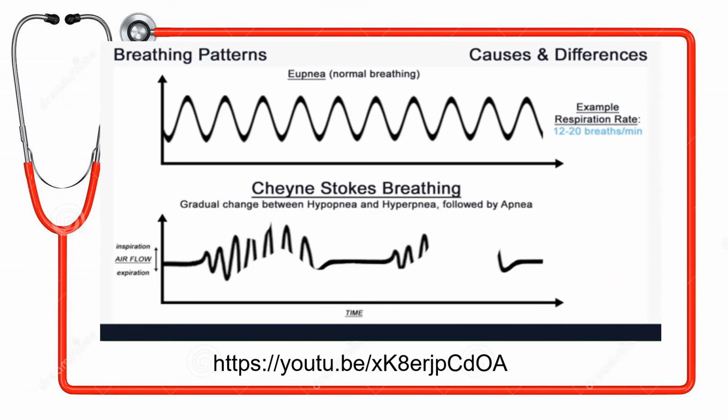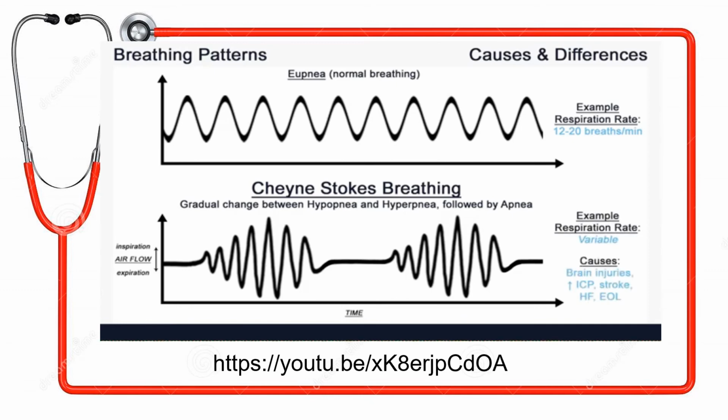Cheyne-Stokes breathing is a gradual change between hypopnea and hyperpnea, followed by a period of apnea, and this pattern repeats. In other words, the Cheyne-Stokes pattern is the change between a gradual increase and gradual decrease in the deepness of each breath, followed by a period of no breathing. Cheyne-Stokes breathing may occur in various brain injuries, including increased intracranial pressure, stroke, and more. Cheyne-Stokes breathing may also occur in heart failure and those near end of life.